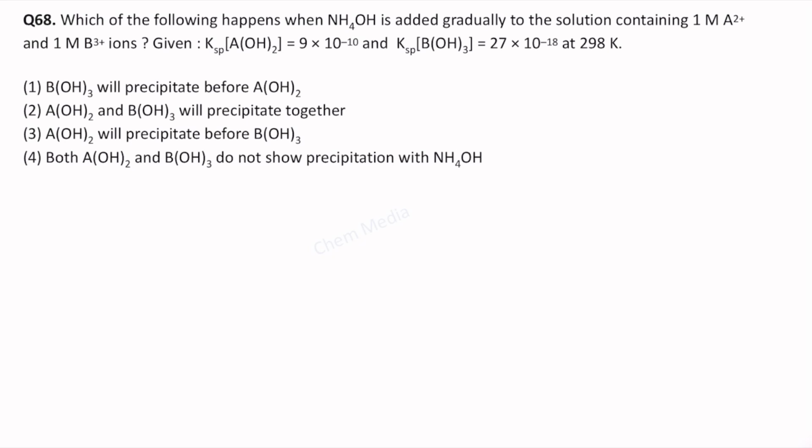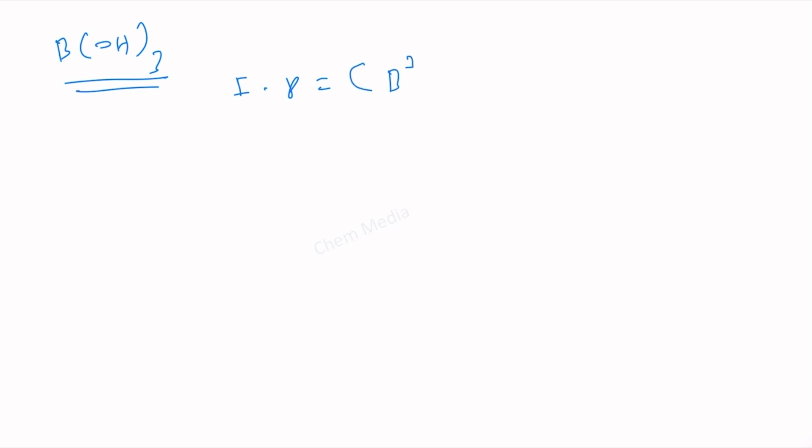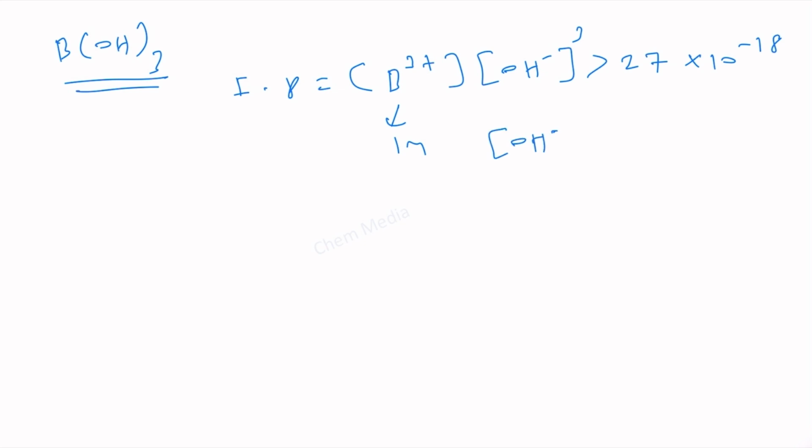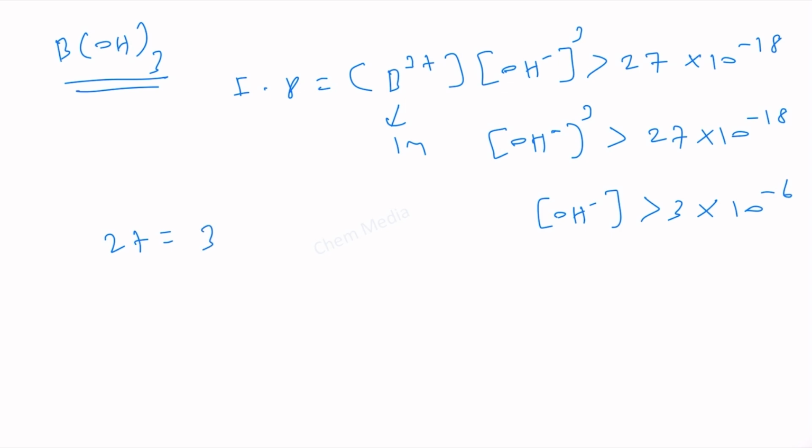Now for BOH thrice, ionic product we can write as concentration of B3+ times concentration of OH- cube, and the solubility product value is given as 27 times 10 to the power minus 18. So this is 1 molar. This means OH- whole cube is greater than 27 times 10 to the power minus 18. So if we take a cubic root, then this would become 3 times 10 to the power minus 6, isn't it? Because 27 we can write as 3 cube.